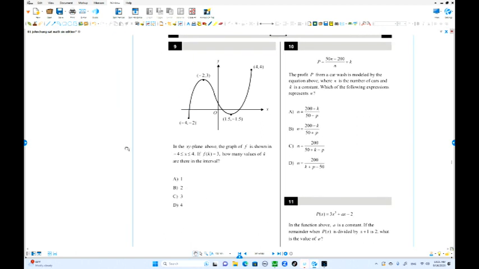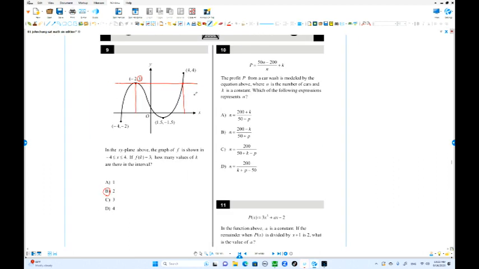Here is number 9. X is less than 4, only 4 here. That's the domain. For some value of x, the value of y is 3. Where is the value of x? Y equals 3 is over here. This is 3, right? So how many values of x here? 1 and 2, okay? Choice B is the answer.